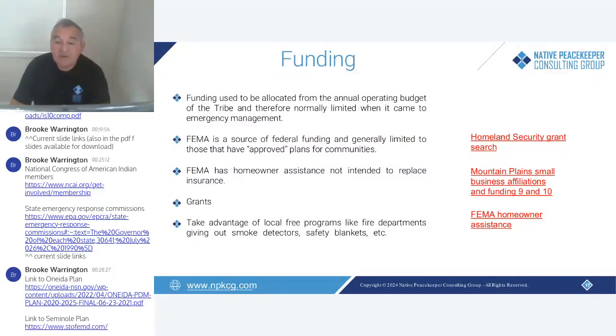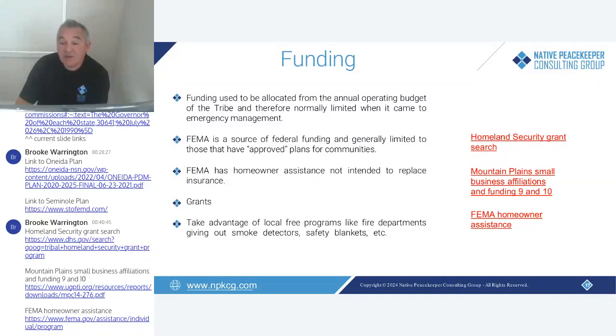Funding. Funding used to only come or be allocated from the annual operating budget of the tribe, therefore normally limited or not used at all when it came to emergency management. So now, and for small businesses, there are issues with funding. FEMA is a source of funding, but usually is more related to approved places. They also take advantage of local free programs. There are lots of times where fire departments or emergency services are giving out things like smoke detectors and safety blankets. Maybe your community is giving it out. Take advantage of those free programs when you have an opportunity.